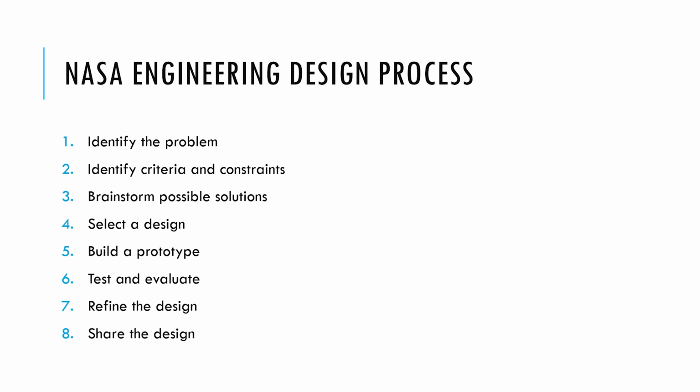Here is the NASA engineering design process. Now, they don't specifically lay this out anywhere, but they do utilize this. First of all, you identify the problem, whatever that happens to be. You identify criteria and constraints. You brainstorm possible solutions. You select a design. You build a prototype. You test and evaluate that. You refine the design, and then you share the design. So that's the engineering design process. It sounds a lot simpler, a lot less words, but essentially the same process that ABET described there.